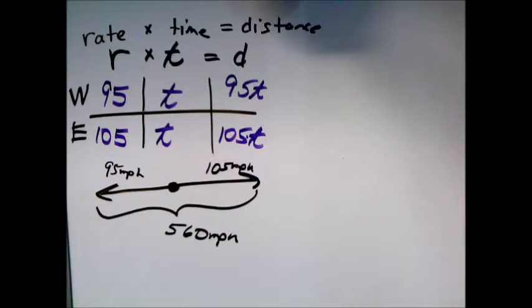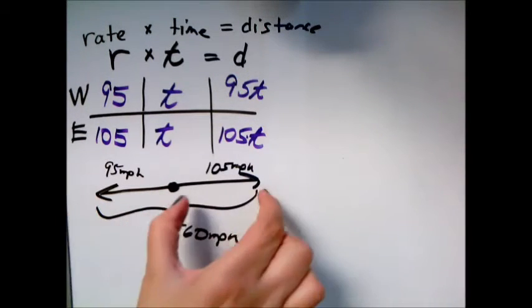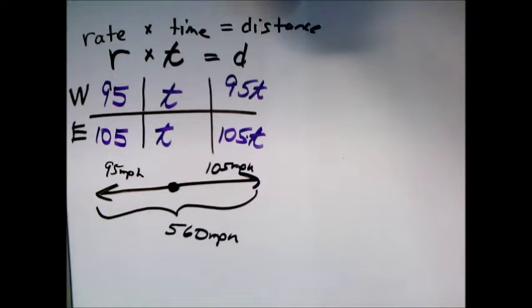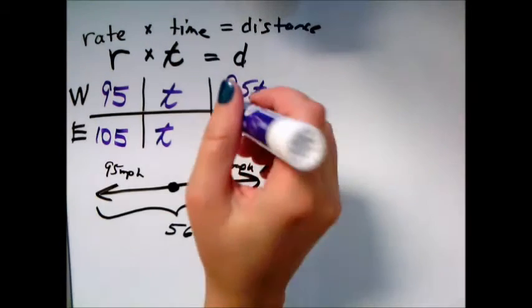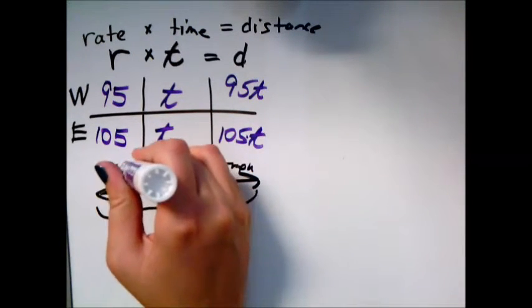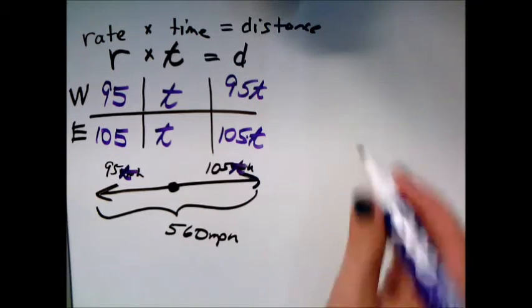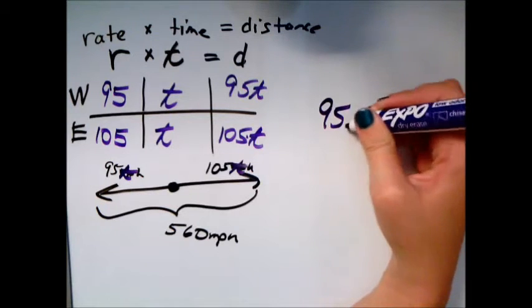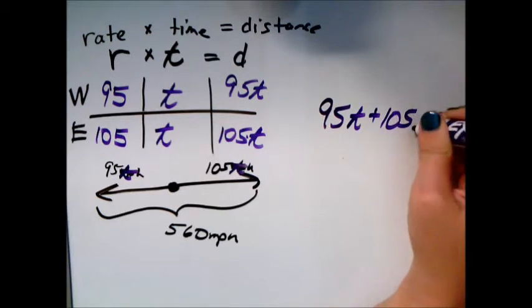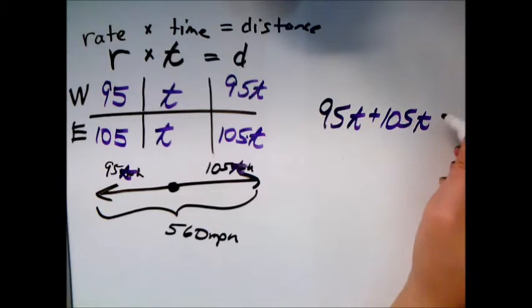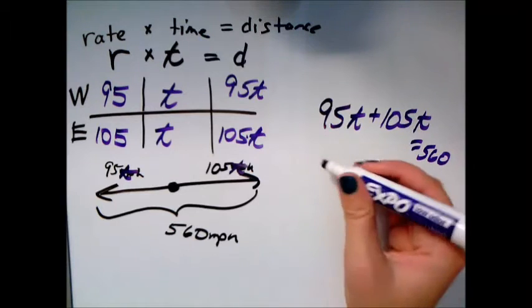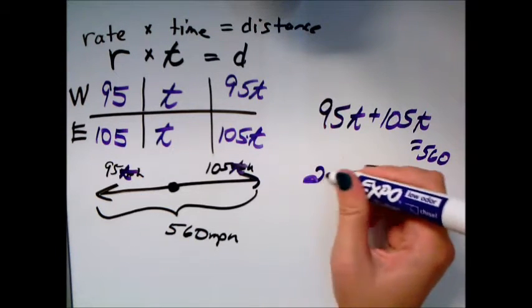versus the other one. All right, so if I look at my picture, what do I do with my two distances? This distance plus this distance give me 560, or should give me 560. They're both pieces of one whole larger thing. And so if one of these is going a distance of 95t and the other one's 105t, those two distances should add up to give me 560. And so notice that gives me an equation: 95t + 105t equals 560.